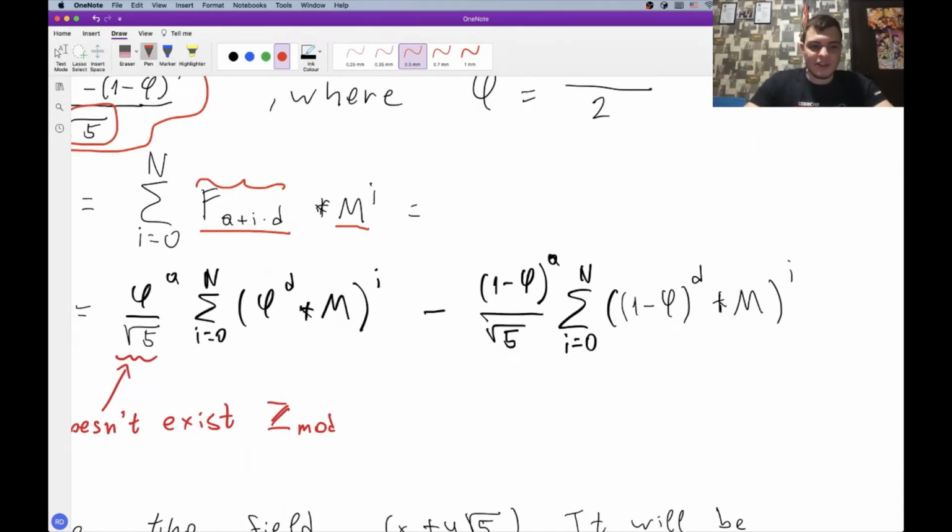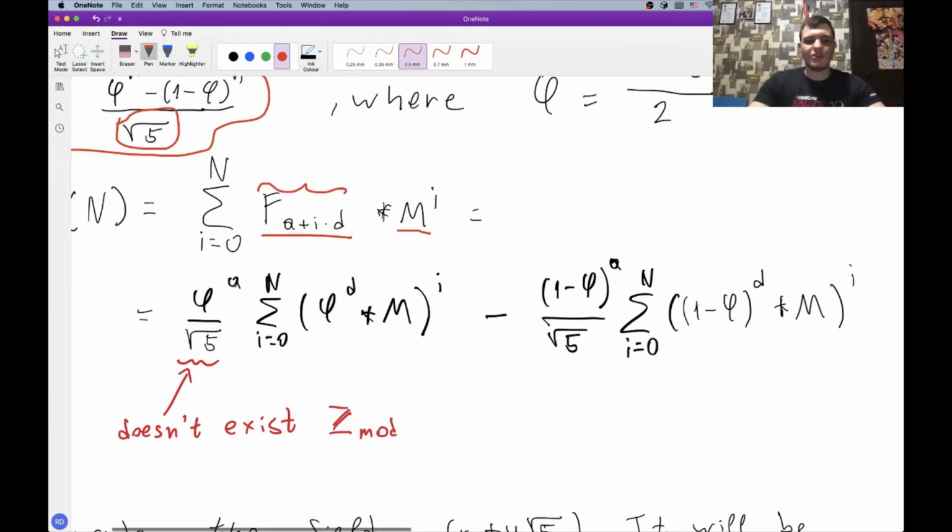On the left side, we have some constant, which is phi to the power of a over square root of 5, multiplied by the sum from 0 to n of phi to the power of d, which is again a constant, multiplied by m, and the whole thing to the power of I. The whole thing is to the power of I because you can see that in the Fibonacci number, in the index, we had I multiplied by d. So in a way, phi was powered to a plus I multiplied by d, and we split this thing. The phi to the power of a goes outside, while the phi to the power of d multiplied by I goes inside, and we just use I as a common power.